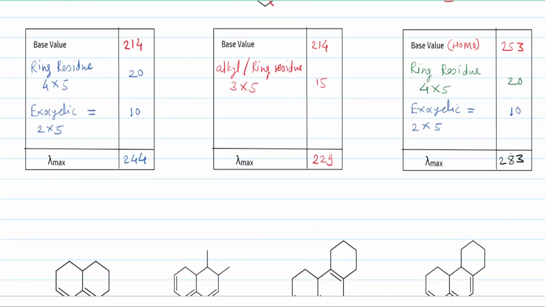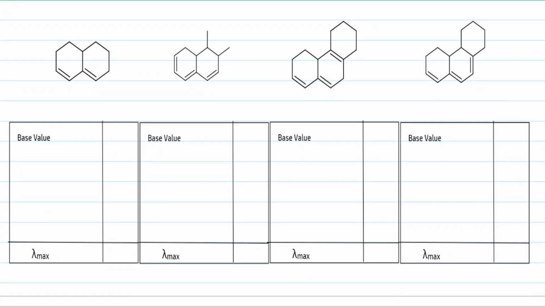Now the next example is this, where we have two rings A and B. A possesses one, B possesses another double bond, and these double bonds are in conjugation. So here a heteroannular diene system is there. So the base value is 214 nanometer. Now we have to identify the ring residues. This is the first, second and third. So ring residues are 3.